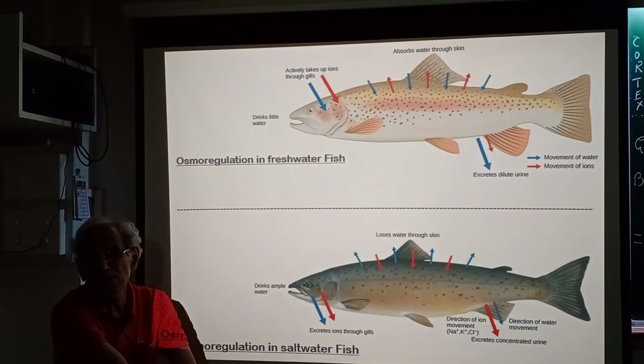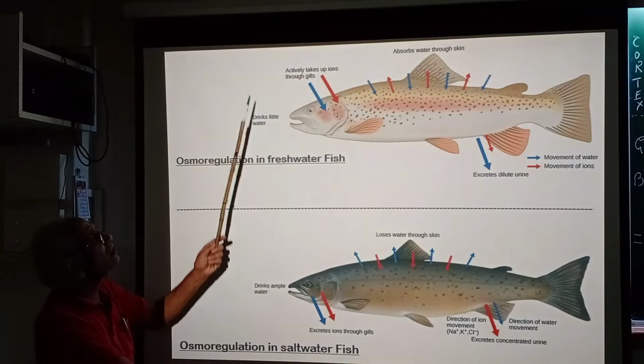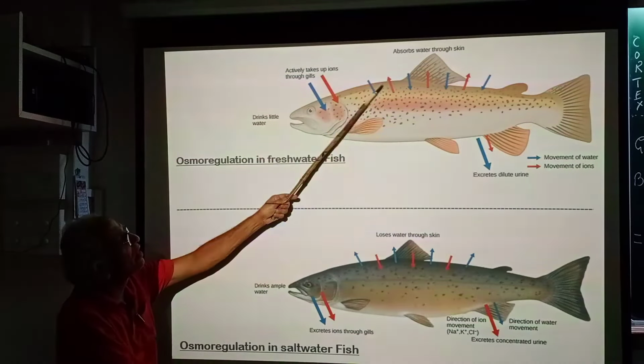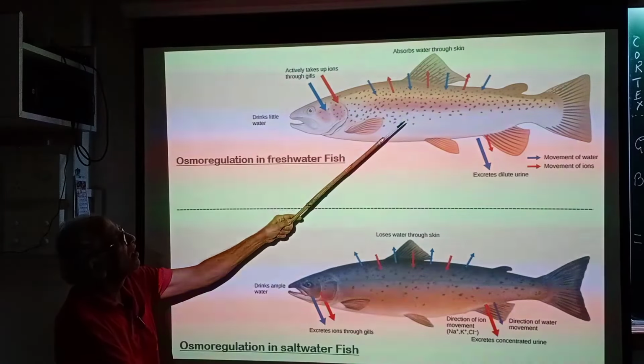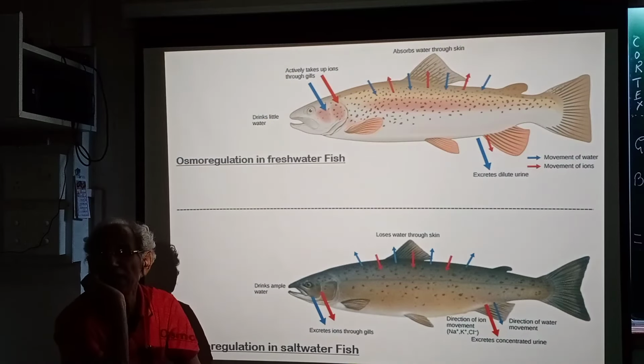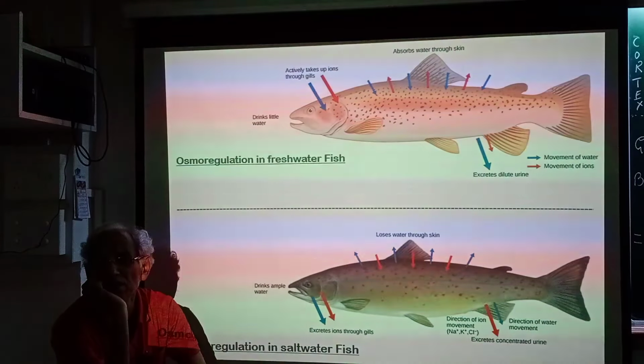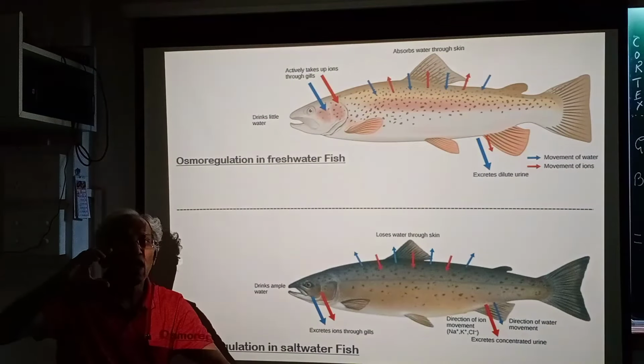What is osmosis? Osmosis is movement of the water. So there is a chance that water keeps on moving inside through their skin. The water keeps on moving inside. The problem of the freshwater fish is that if water keeps on entering into their bodies, they will swell and burst.